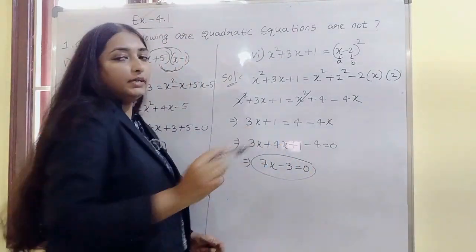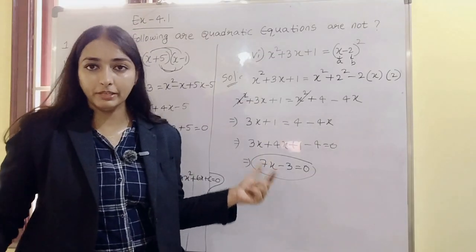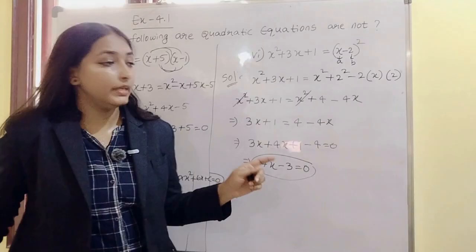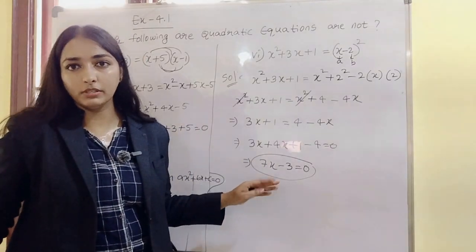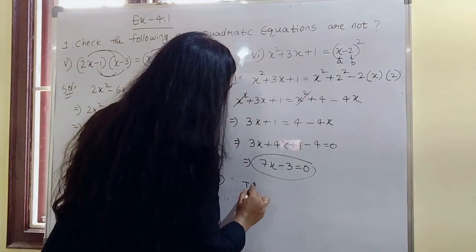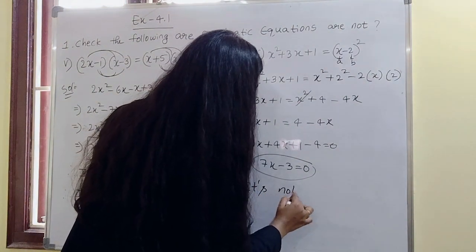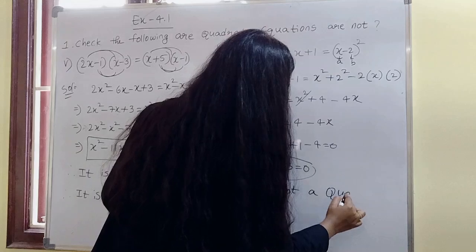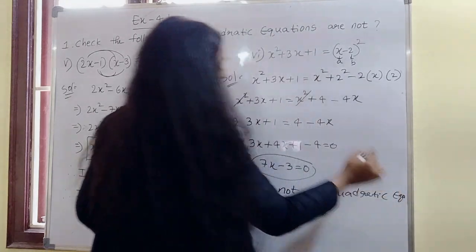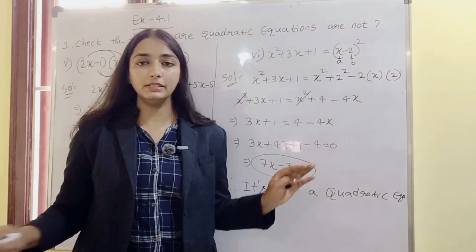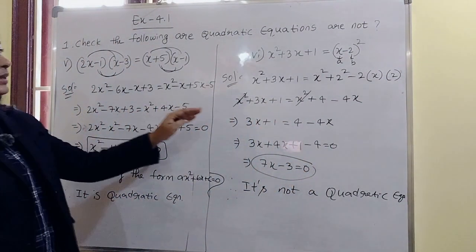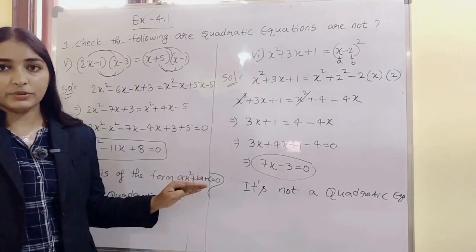So tell me, is this in the form of ax square plus bx plus c is equal to 0? No, it is not in the form of ax square plus bx plus c is equal to 0. So it is not a quadratic equation. Therefore, it's not a quadratic equation because there is no x square term. Is it clear? So the fifth one is a quadratic equation and the sixth one is not a quadratic equation.